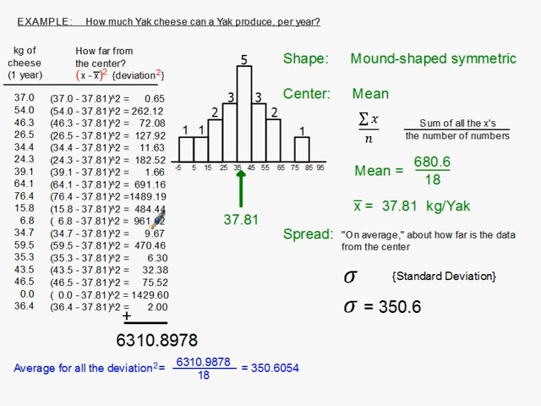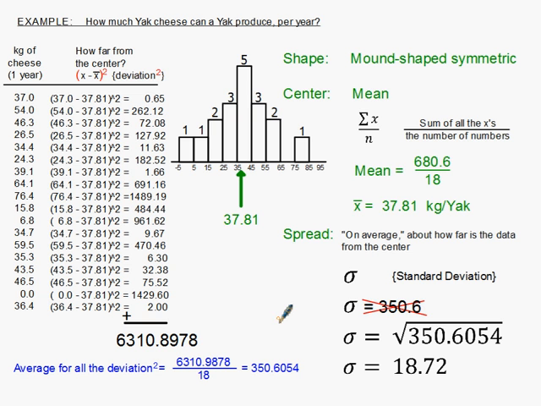So it's now way too big. It's not the normal scale on our graph. So that's not the average distance from the center. We have to undo what we did before. We squared it, so at the end, we have to square root it, and we get 18.72, which makes a little bit more sense.